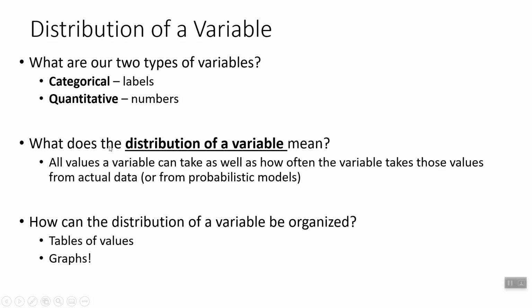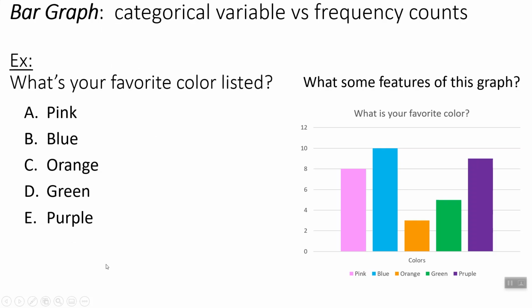Depending on which variable types we have, that determines which kind of graphs we can have. What does the distribution of a variable mean? Well, we talked about that before, but it's all the values a variable can take, as well as how often the variable takes those values, from the actual data or from probabilistic models. If we're looking at probability distributions, we can do that as well, but for now we're going to look at actual data. And how can the distribution of a variable be organized? We looked at tables, and we also had graphs. So we're going to dive into graphs a little more here.